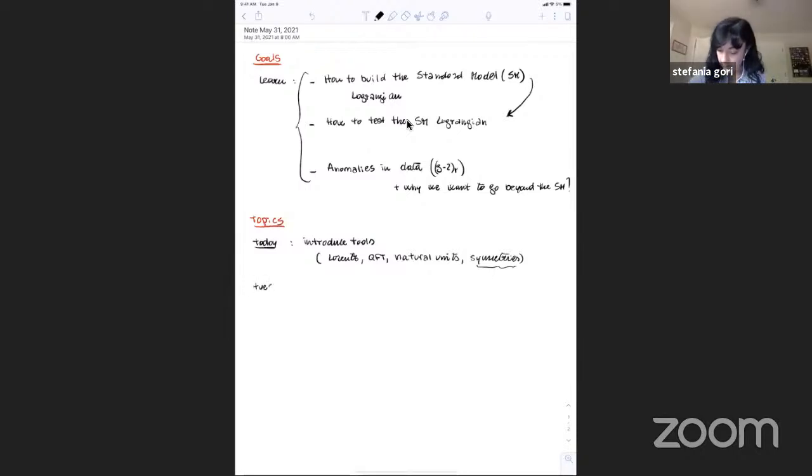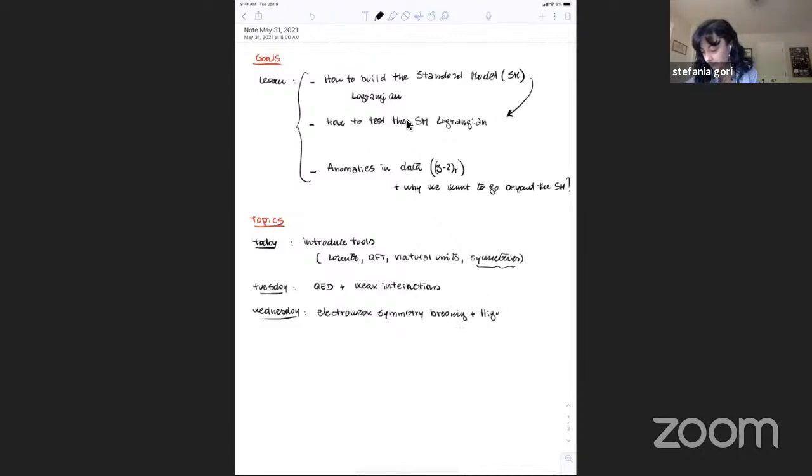So for tomorrow, for Tuesday, our focus will be on quantum electrodynamics and the weak interactions. Then Wednesday, we'll talk about electroweak symmetry breaking and the Higgs. So we'll take what we learned on Tuesday, and we'll see how to break the symmetries that are associated to the weak interactions.